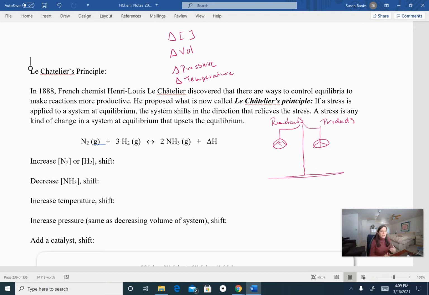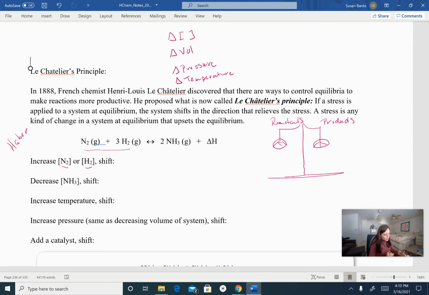So if anything upsets the reactants or the products, we have to do something to make them even again. Okay, so here we go. If I increase the nitrogen or hydrogen in this reaction, this is, by the way, the reaction of nitrogen getting together with hydrogen to make ammonia plus heat. This is the Haber process, and this is the process that we use to fix nitrogen so that we can use it for fertilizer.